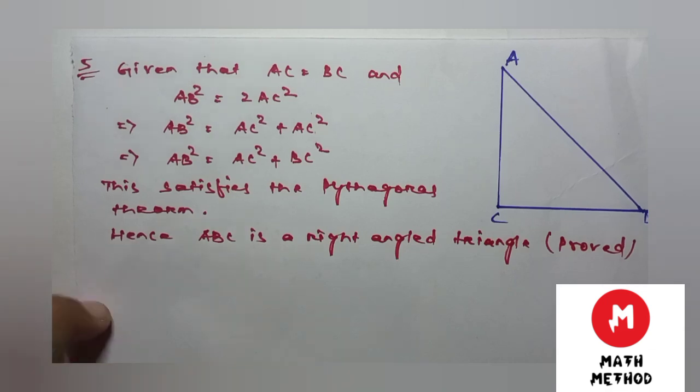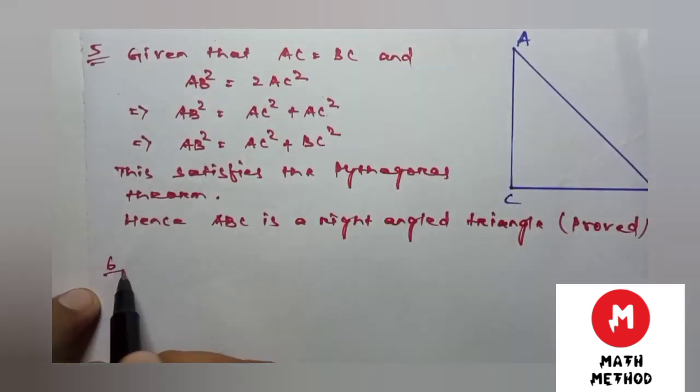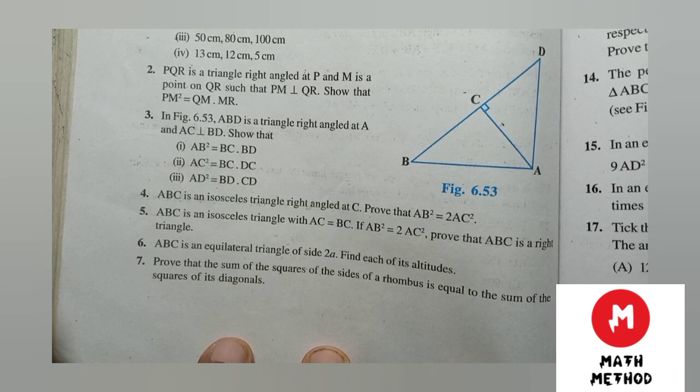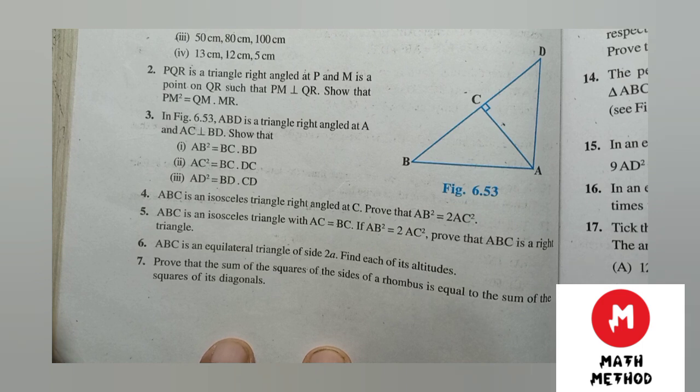Now question number 6. Question number 6: ABC is an equilateral triangle of side 2A. Find each of its altitudes. An equilateral triangle has all sides of equal length. So all sides become 2A. So we have to find out the altitude. Now let's find it.